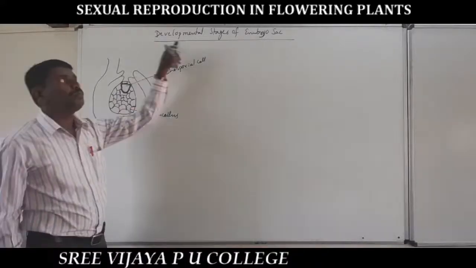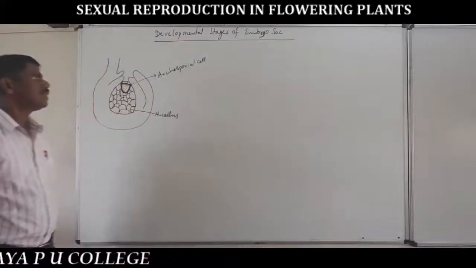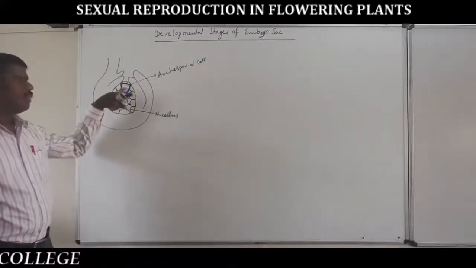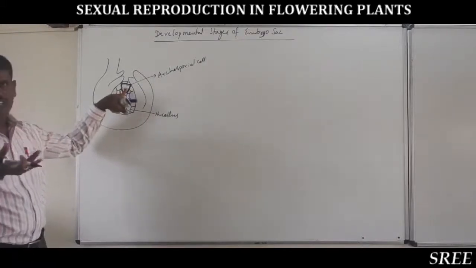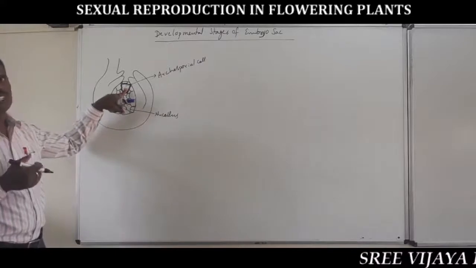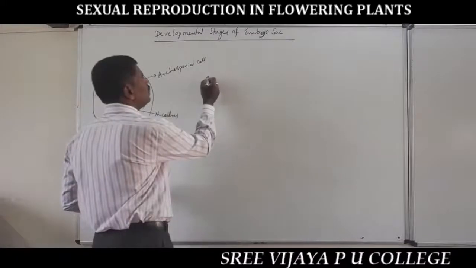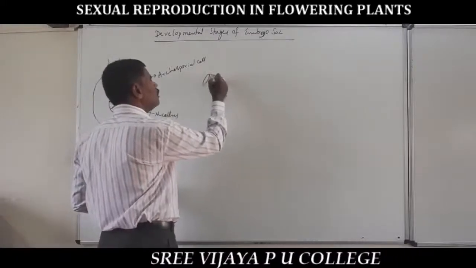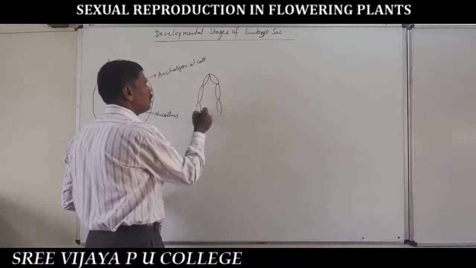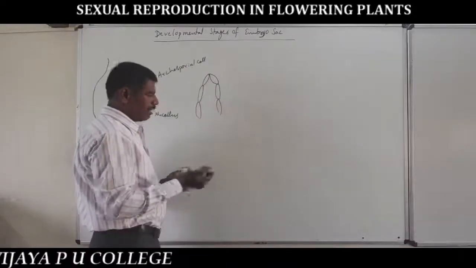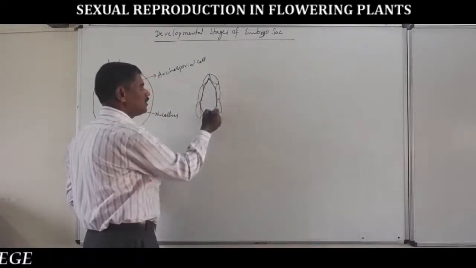So how is the development of the embryo sac, that is, the developmental stages of the embryo sac. One of the cells, which is identified as larger, acts as the archesporial cell or MMC, the megaspore mother cell.